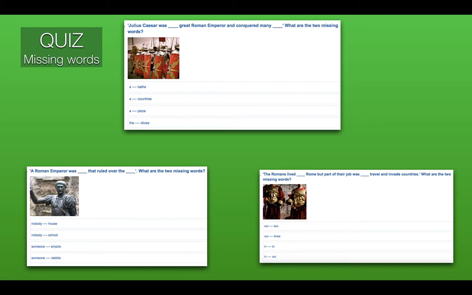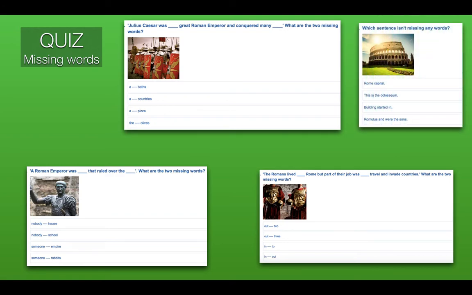And this is the second to last. The Romans lived Rome, but part of their job was travel and invade countries. What are the two missing words? Is it number 1, out, and 2? Is it number 2, out, and 3? Or number 3, in, and 2? Or number 4, in, and out? Can you fit them in? Which 2 words do you select?